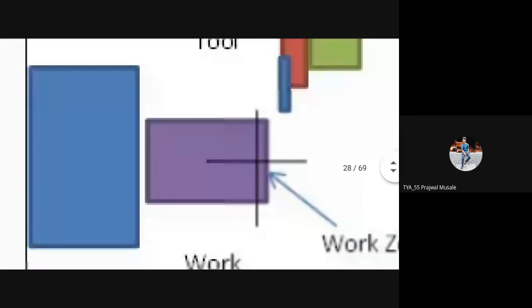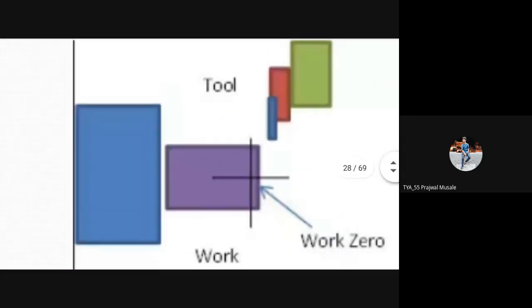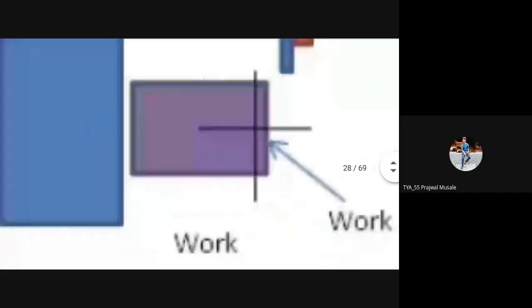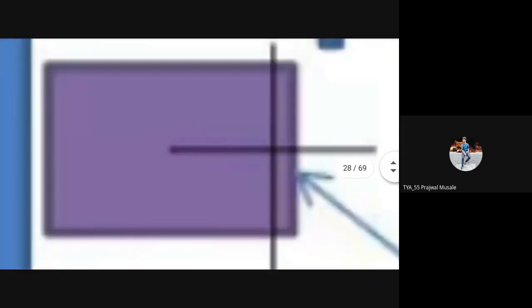So work zero is the start of that workpiece. This is a workpiece, on which we have to perform the operation. This starting point of the workpiece is nothing but the work zero.